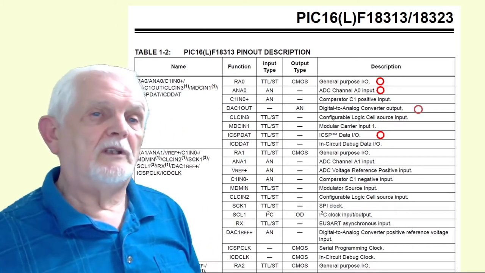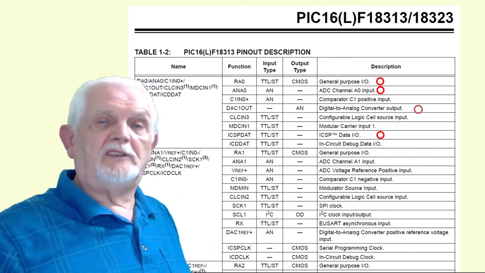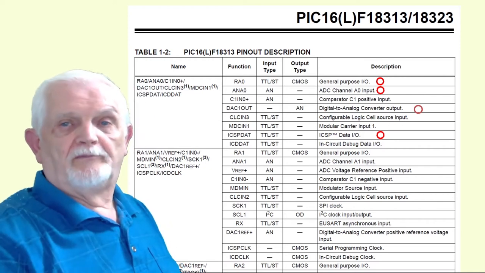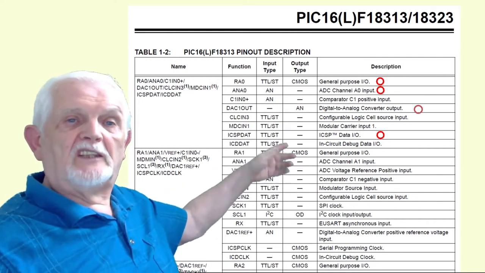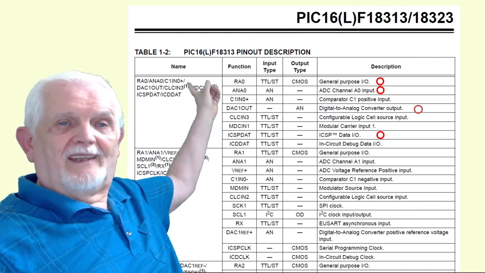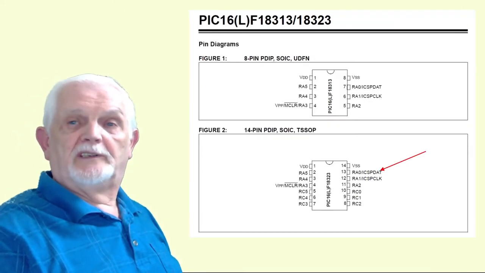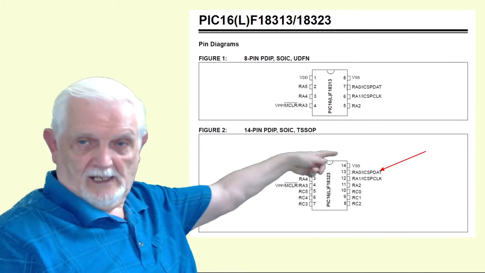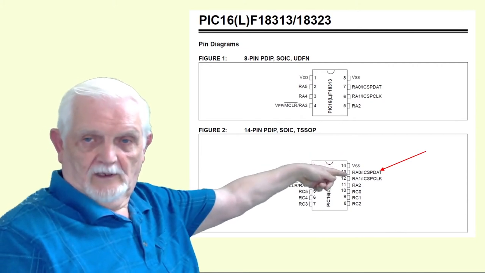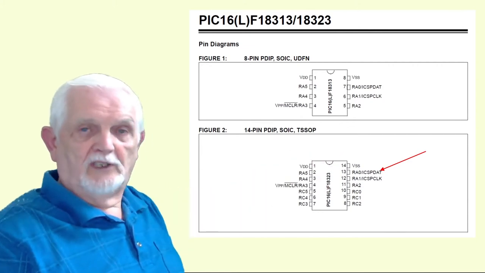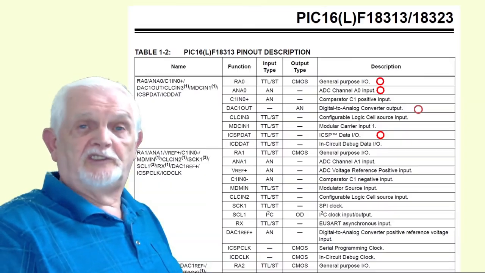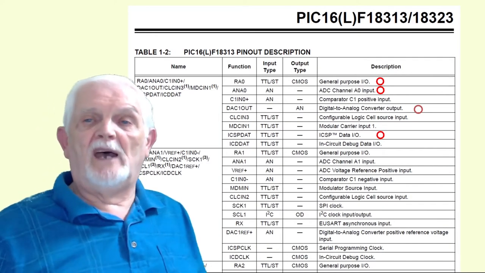Further down, you'll find much more detail if you need it, and that's only part of a page. That's looking at RA0, which is the pin that this had over here. What can that do really? We can do lots of things depending on how you want to use it. And it tells you there. I've only marked in red some of them.